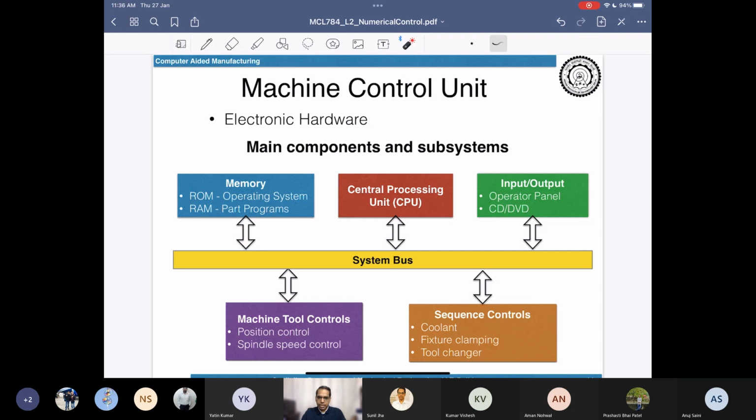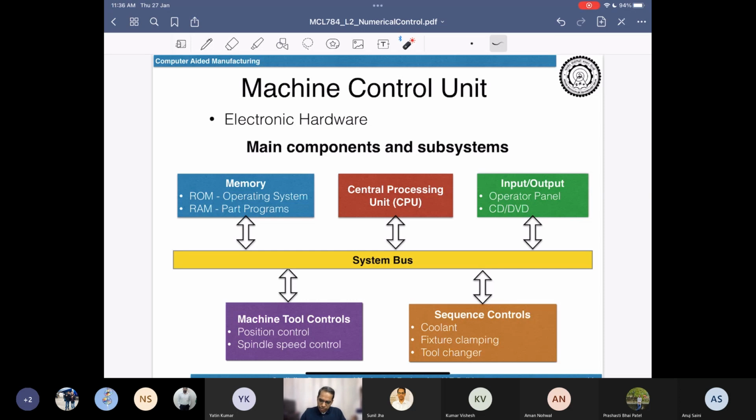You will see that the basic hardware is the same. Earlier, this used to be different hardware. People had a different computer operator console, the motion controller hardware was different, and the PLC was different. That's the way these days controllers are combining everything together into one integrated hardware.